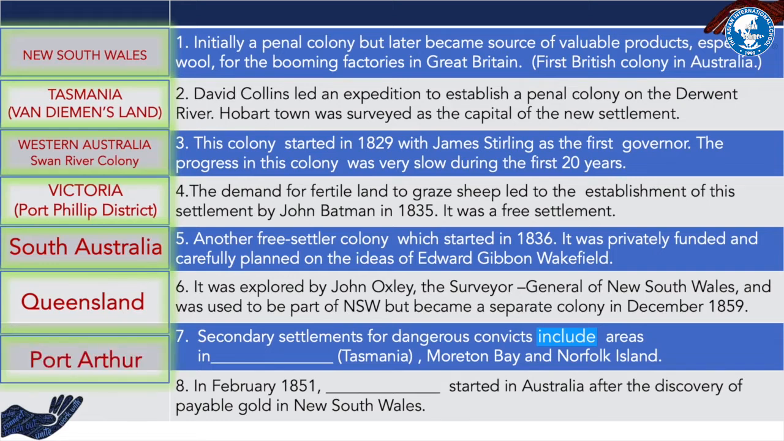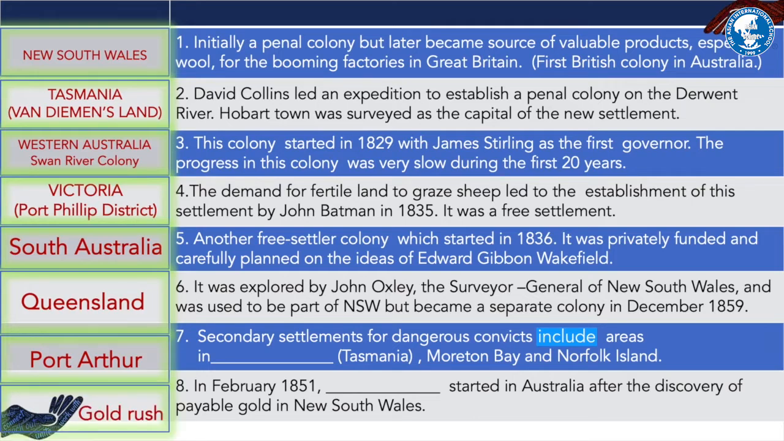And for number 7, secondary settlements for dangerous convicts include areas in Port Arthur in Tasmania, Moreton Bay, and Norfolk Island. And last, for number 8, in February 1851, what started in Australia after the discovery of payable gold in New South Wales? The correct answer is gold rush.